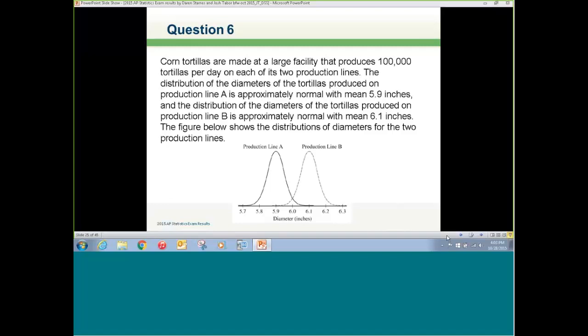Here's the question. Corn tortillas are made at a large facility that produces 100,000 tortillas per day on each of its 2 production lines. The distribution of the diameters of the tortillas produced on production line A is approximately normal, with a mean of 5.9 inches, and the distribution of the diameters of tortillas produced on production line B is approximately normal, with a mean of 6.1 inches. The figure below shows the distribution of diameters for the 2 production lines. You can see the figure.